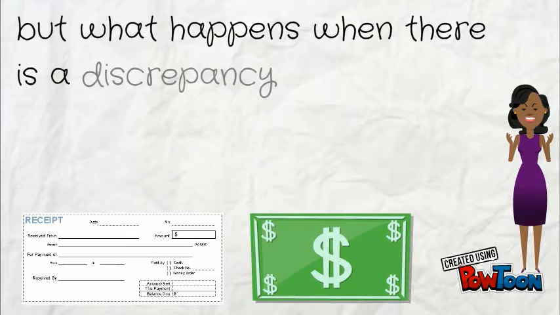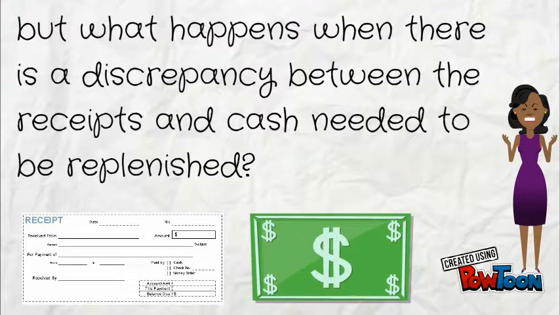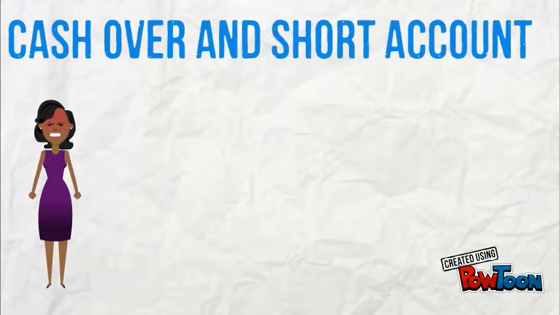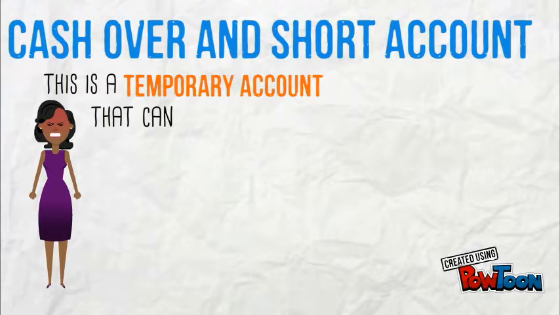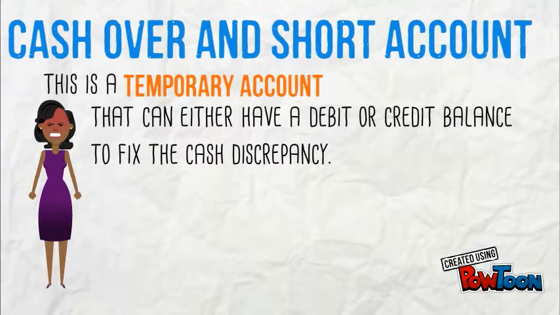But what happens when there is a discrepancy between the receipts and the cash needed to be replenished? The answer is to use a cash over and short account. This is a temporary account that can either have a debit or credit balance to fix the cash discrepancy.